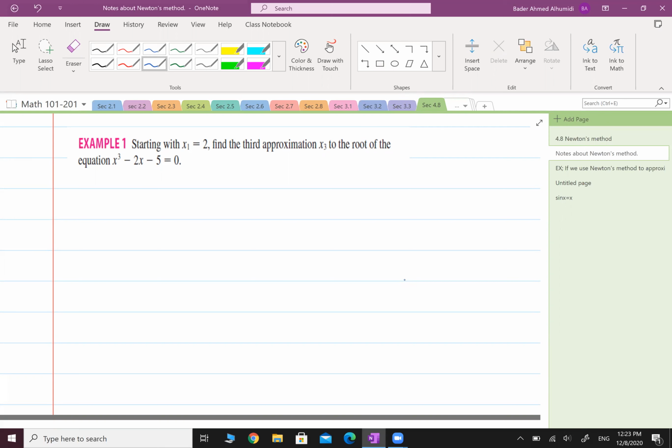root of this equation. Sometimes they mention that you need to use the Newton method. If it is given one iteration, we have only one method that works with iterations. So what should we do? First, I need to let f of x, I need to define my function. So this is f of x equal to x cubed minus 2x minus 5. That is our function. In the formula, I need the derivative of this. So what is f prime of x? f prime of x will be 3x squared minus 2.